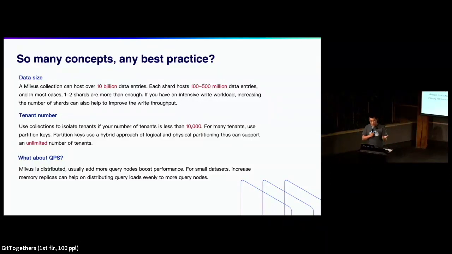And what about queries per second? We're actually very distributed, so we don't really need to worry about it. Just add more query nodes, which helps increase the performance. If you have a very small data set that's not good enough to scale, then you can add memory replicas. Hold like 2 or 3 memory replicas, and that doubles your QPS.